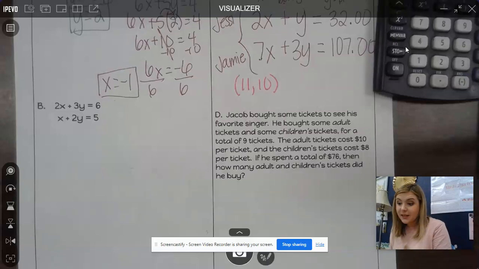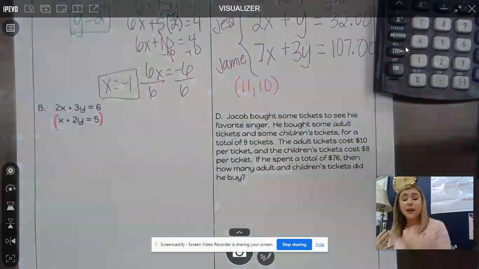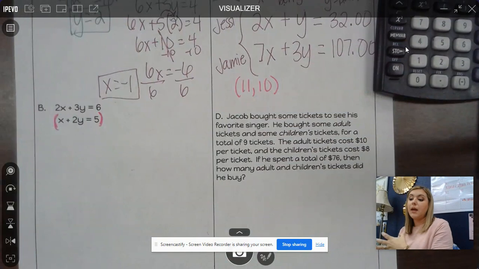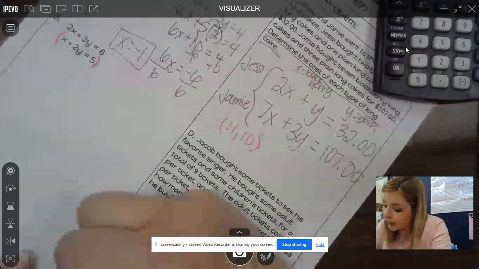However, those x's look really easy to fix. So your hint here is that you're going to need to multiply this entire second equation by a number in order to cancel it out with 2. So think to yourself, what is the opposite of 2? It's going to be negative 2. So you're going to have to make that x value a negative 2. All right, this one right here, you know you're going to be writing a system.